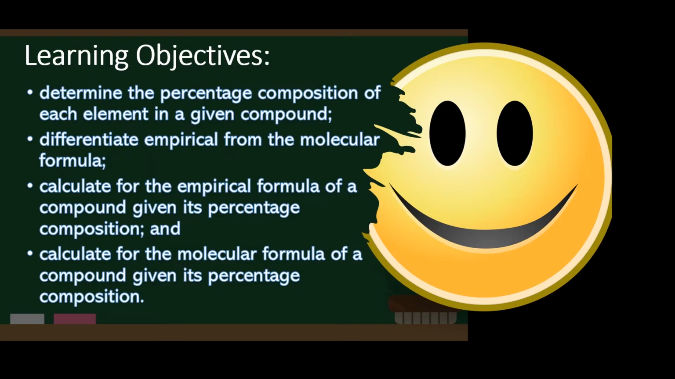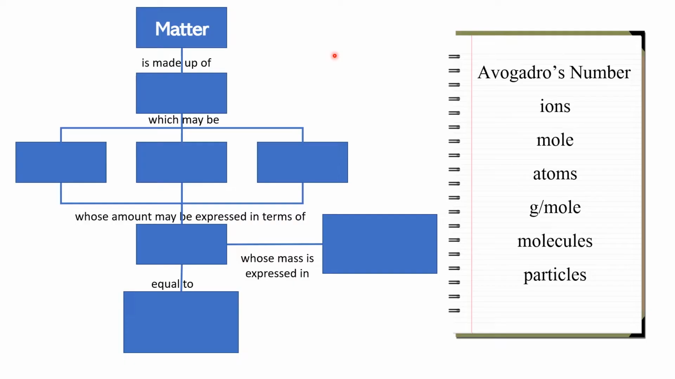The learning objectives for today are the following. Determine the percentage composition of each element in a given compound. Differentiate empirical from molecular formula. Calculate for the empirical formula of a compound given its percentage composition. And calculate for the molecular formula of a compound given its percentage composition.